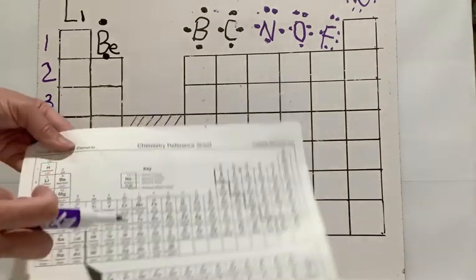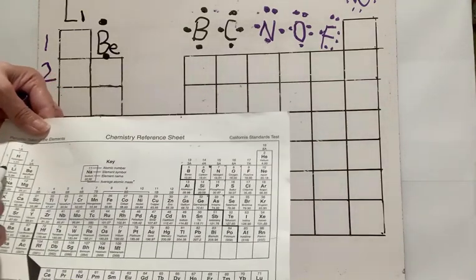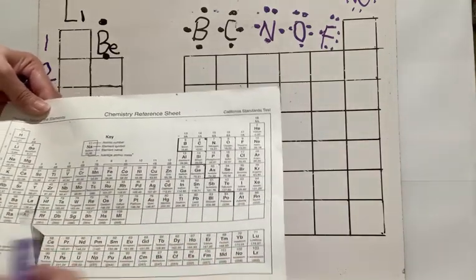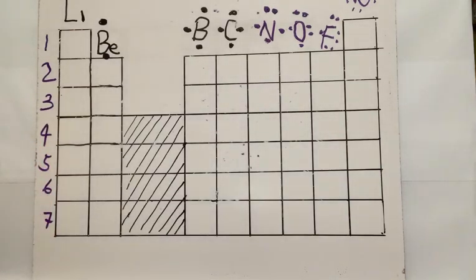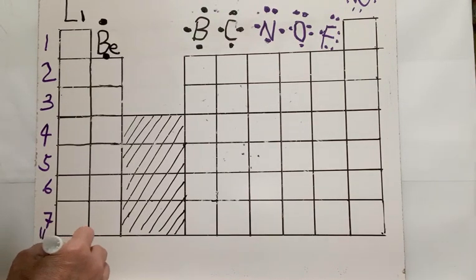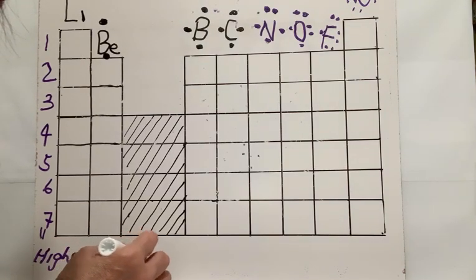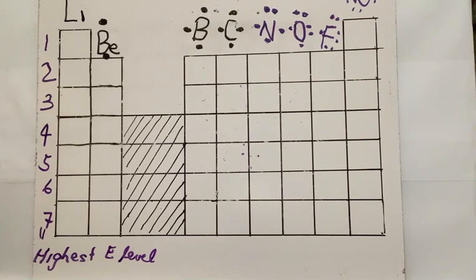So that means, for the elements in each corresponding period, to maximize the use of the periodic table, I am telling you this is the highest energy level. So the period number represents the highest energy level.